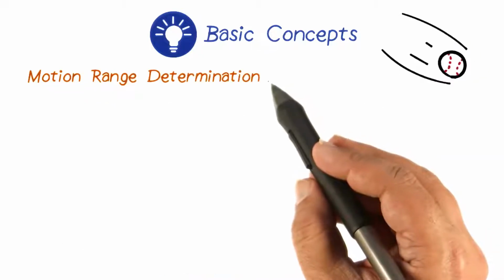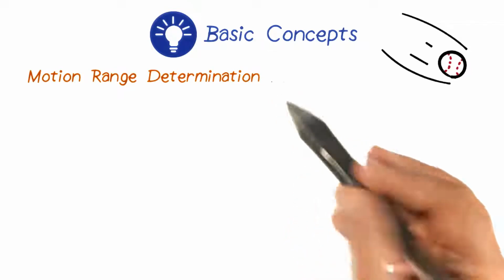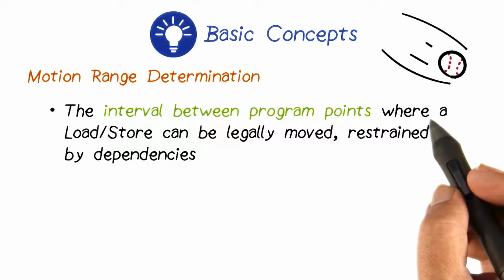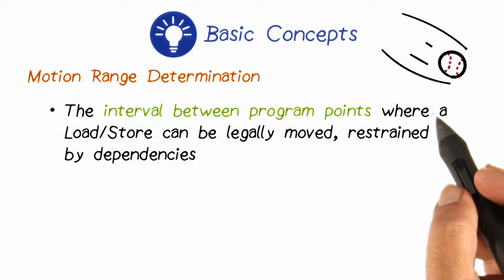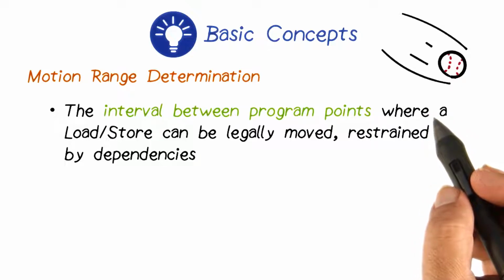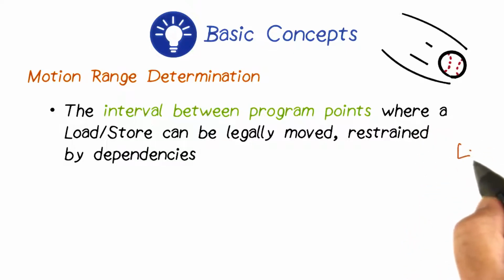Now let us look at yet another important basic concept, which is motion range determination. What is motion range determination and why is it important? Remember, we are trying to move the load stores between different intervals, and we have seen a simple example which limits the range of motion for a load some time back. So the interval between the program points where a load store can be legally moved is restrained by the dependencies, and that restricts what we call the motion range of a given load or a store. For example, consider this load.